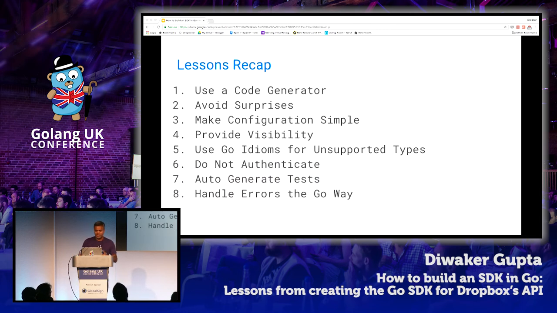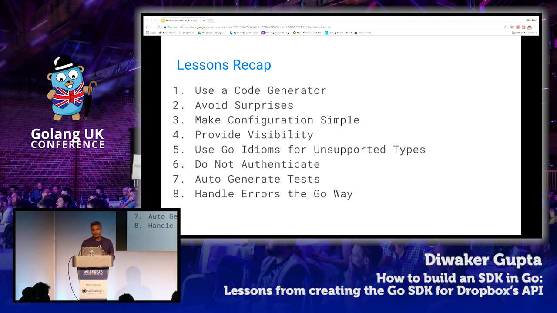All right, so to recap, here are the eight learnings that I have from this experience of building an SDK for Dropbox. The first one: just use code generation. It makes your process much more scalable, makes it a lot easier to launch SDKs in newer languages. The second one is to avoid surprises from a user perspective. Make sure that you're validating the behavior as a user would do.